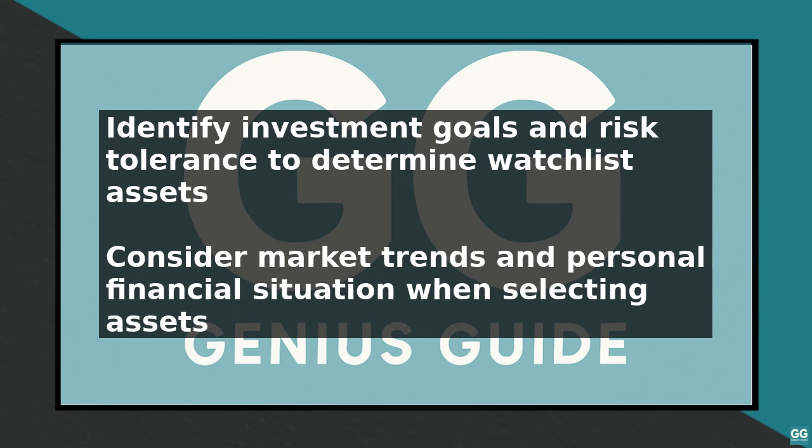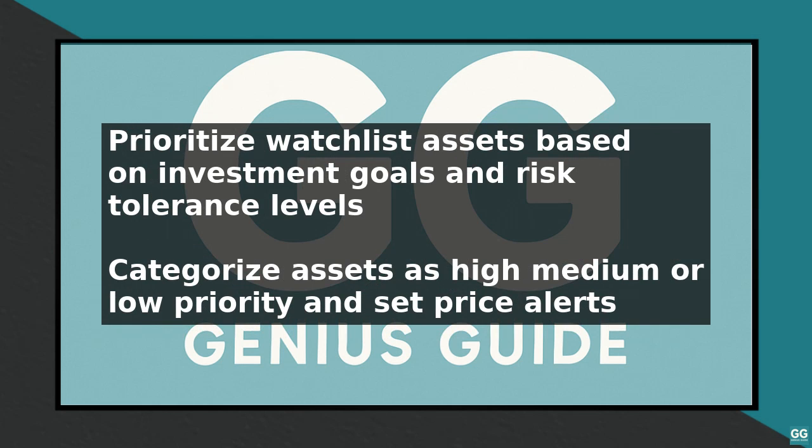Next, select the assets you want to track. eToro offers a wide range of instruments, including stocks, commodities, currencies, and cryptocurrencies. You can browse through the various categories and add the assets that align with your investment strategy.